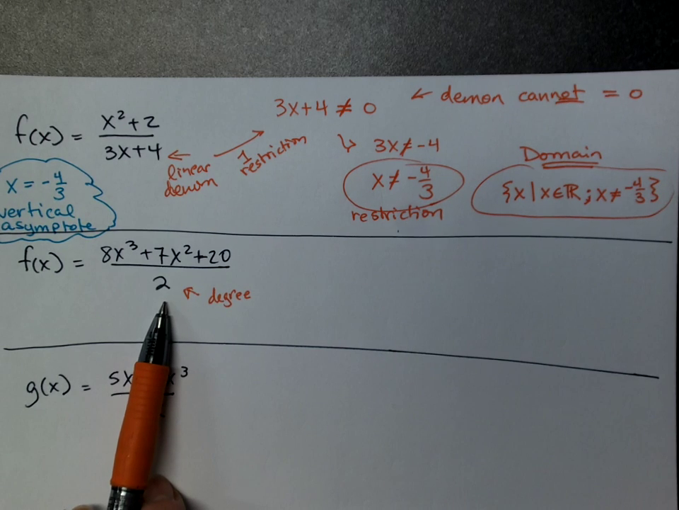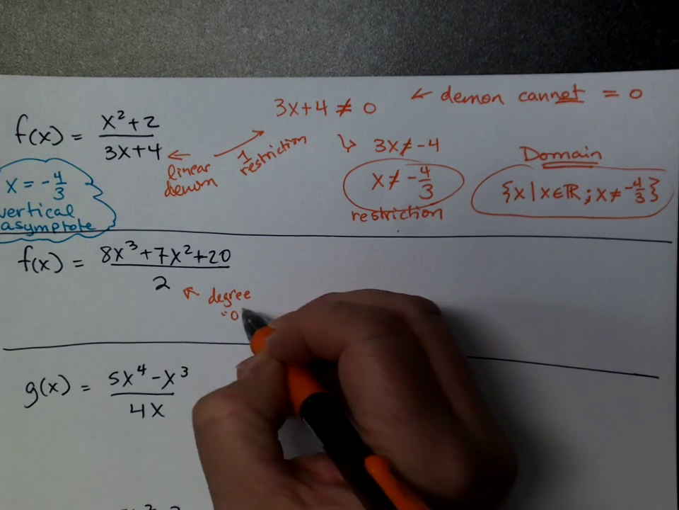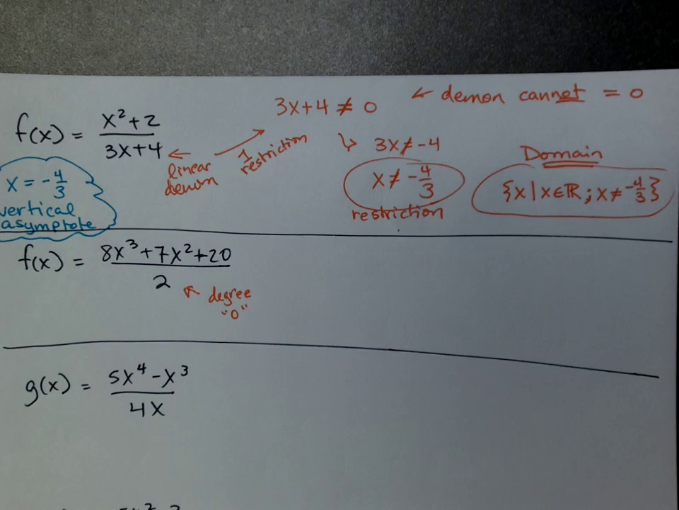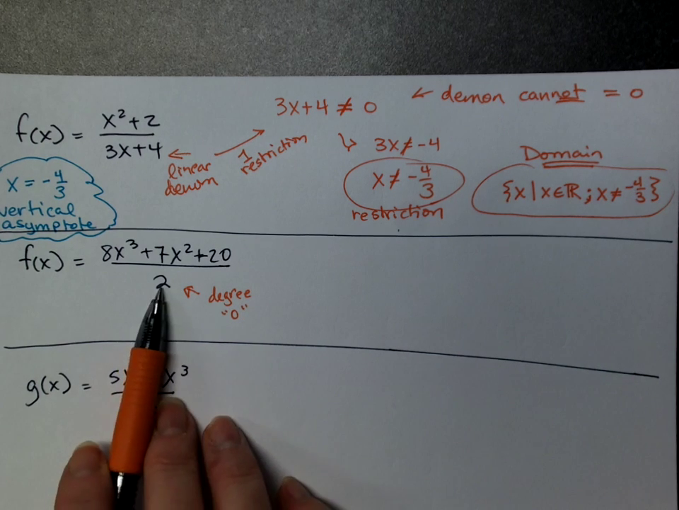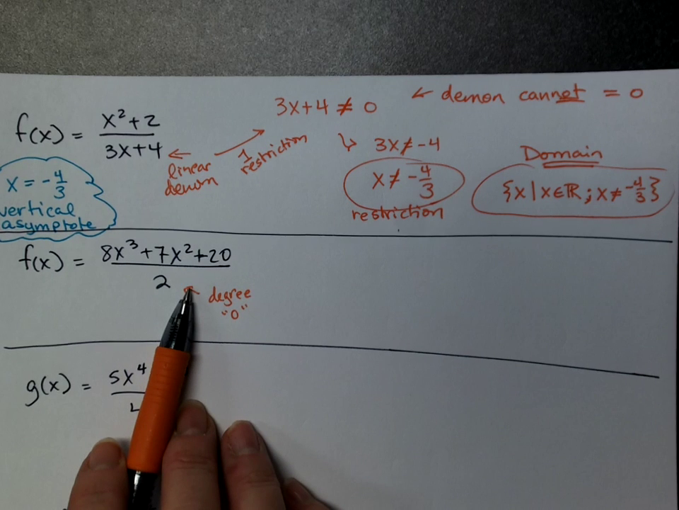What's less than 1? 0. Constants are degree 0. Because there is an x there, but it's an x with an exponent of 0. Because an exponent of 0 means you have x raised to the 0 power, which equals 1. Anything raised to the 0 power equals 1. So you could say this is 2x to the 0 power, because that would be 2 times 1.